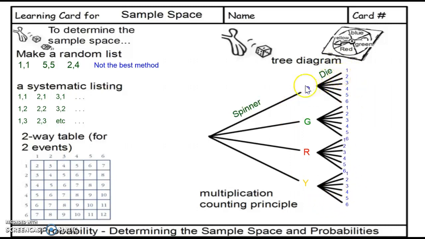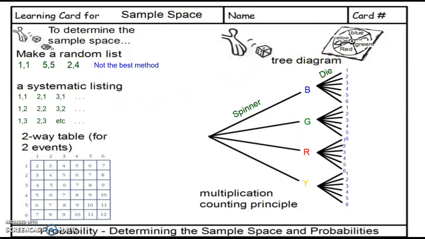Blue 1, blue 2, blue 3, blue 4, green 6, green 5, green 4, green 3, and so on and so forth. This right here is a list of all the different outcomes that we could have for rolling a die and spinning this spinner. And that is a sample space. So this is our sample space right here.